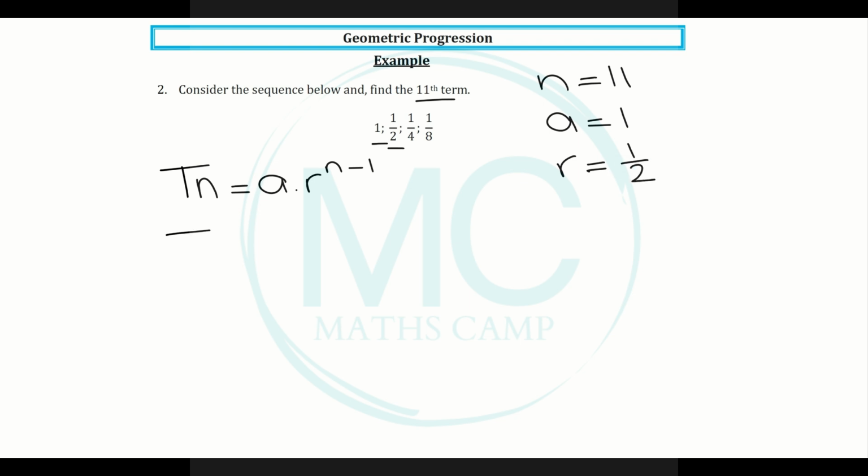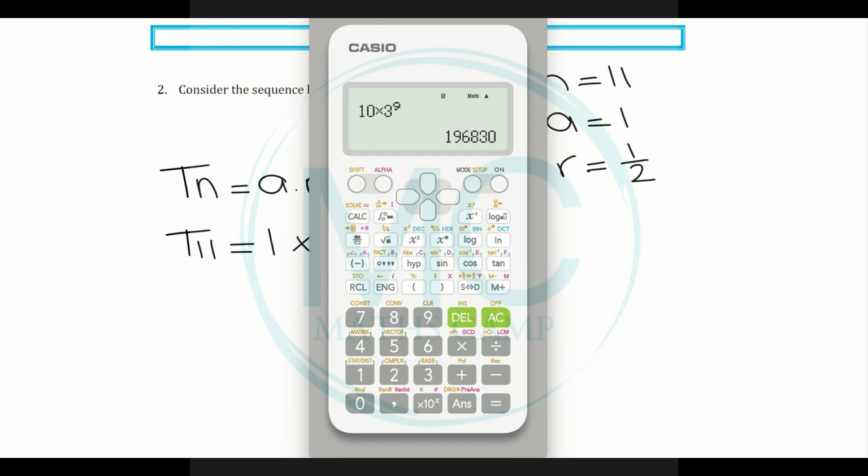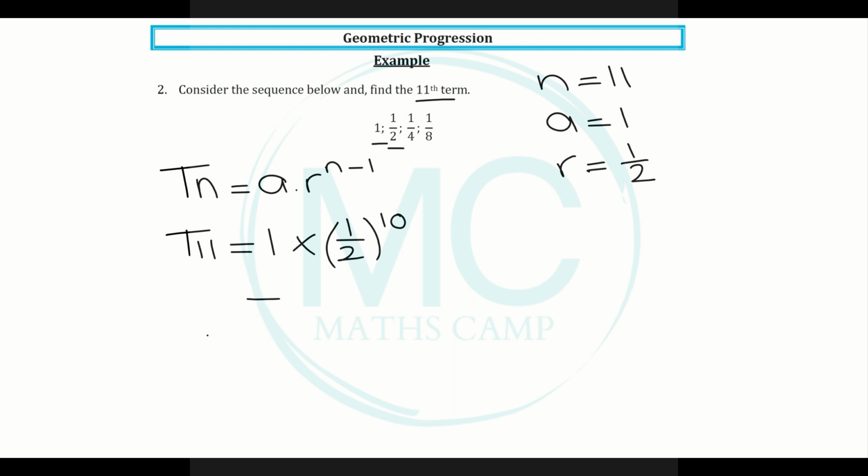Now we can say that the 11th term is equal to 1 multiplied by r, 1 over 2. Let's put that into a bracket. N is 11. 11 minus 1 gives us 10. When you multiply any value by 1, it remains the same. So in this case, we can take our calculator. Let's open a bracket. You can say 1 over 2 with an exponent of 10 is equal to 1 over 1024.